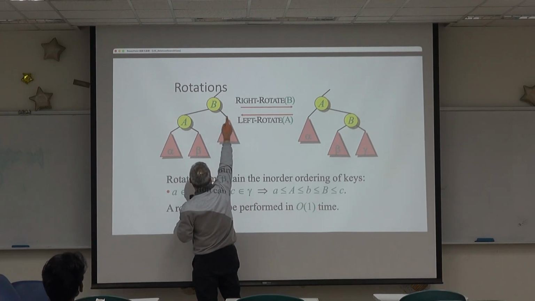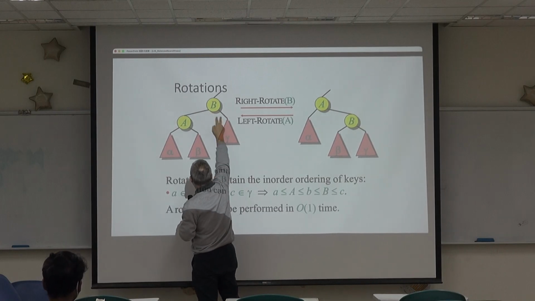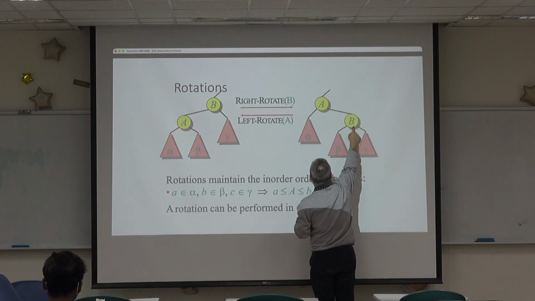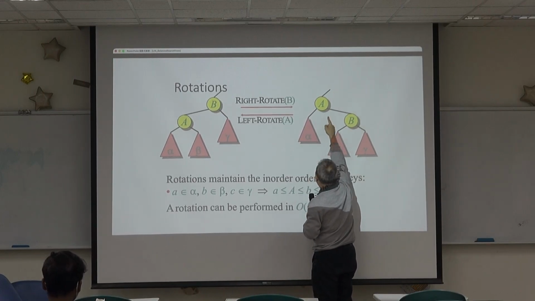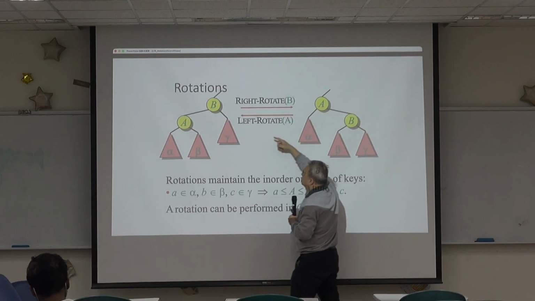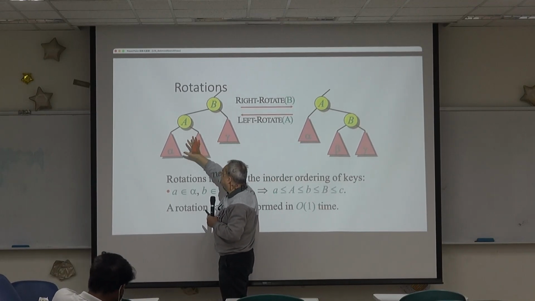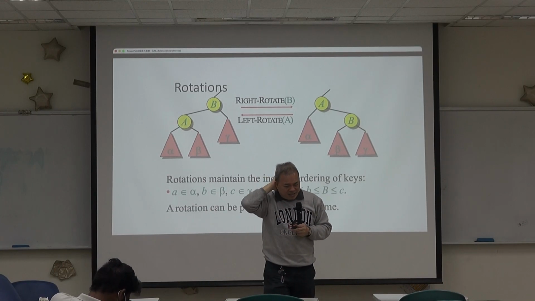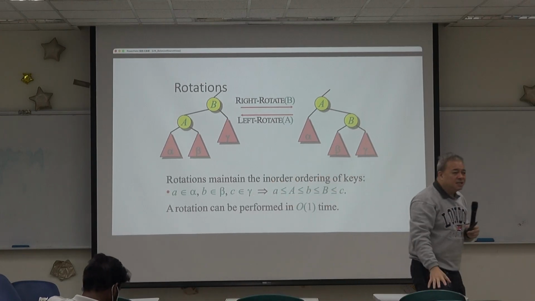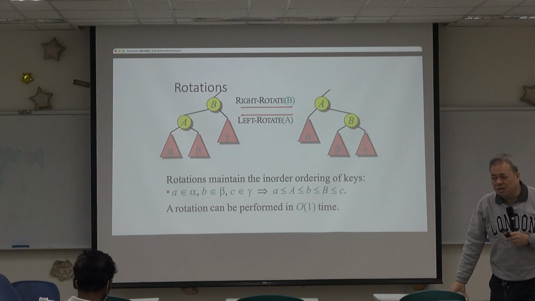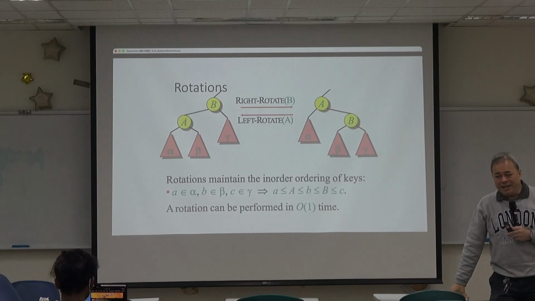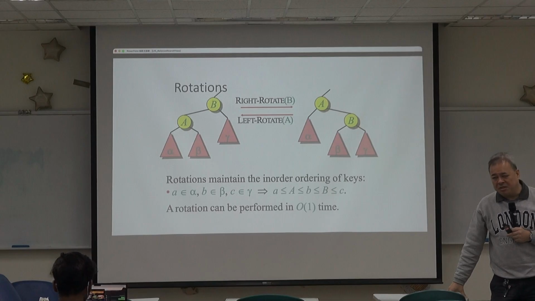Right rotation, we move B to the right, so we let B go down. And the left rotation, we let A go down, to become this. Keep in mind that after all, we are dealing with a search tree, right? We are dealing with a binary search tree. So this rotation must guarantee the binary search tree property.